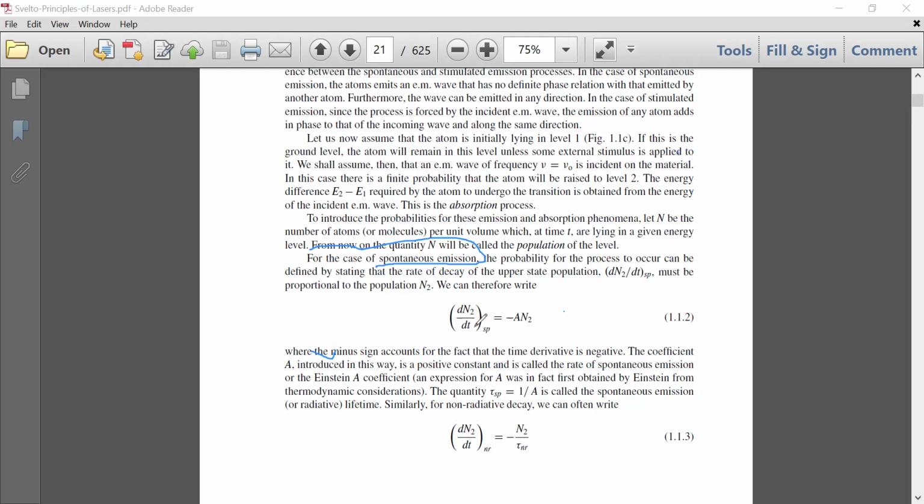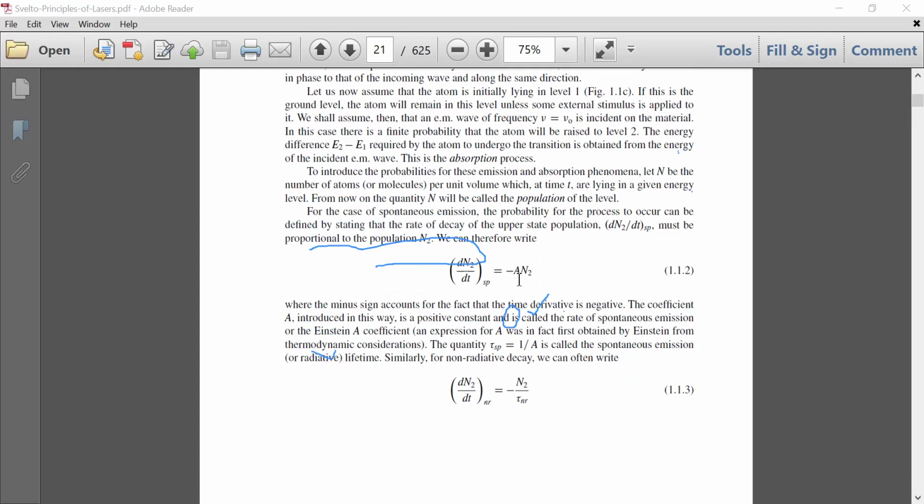So the rate at which N2 decays equals negative A times N2, meaning the larger N2 is, the larger the rate will be, and A is a kind of decay constant. A is the Einstein coefficient. Tau spontaneous equals 1 upon A, called the spontaneous emission radiative lifetime. It's a constant. We are not interested in finding this constant. We just use the value of A here, which is 1 upon tau.